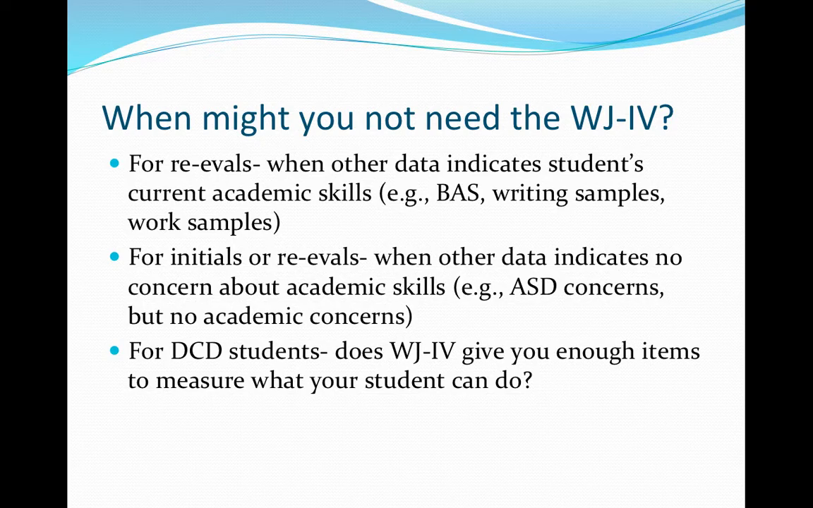Remember, too, that initial assessments do not always require an individually administered academic assessment. For example, a student suspected of having an autism spectrum disorder who is struggling socially but not academically. In this case, classroom data might better help us identify whether or not there are academic needs. Another example would be a student with a cognitive impairment. The WJ may not have enough items in this student's ability range to provide useful information for writing an IEP.